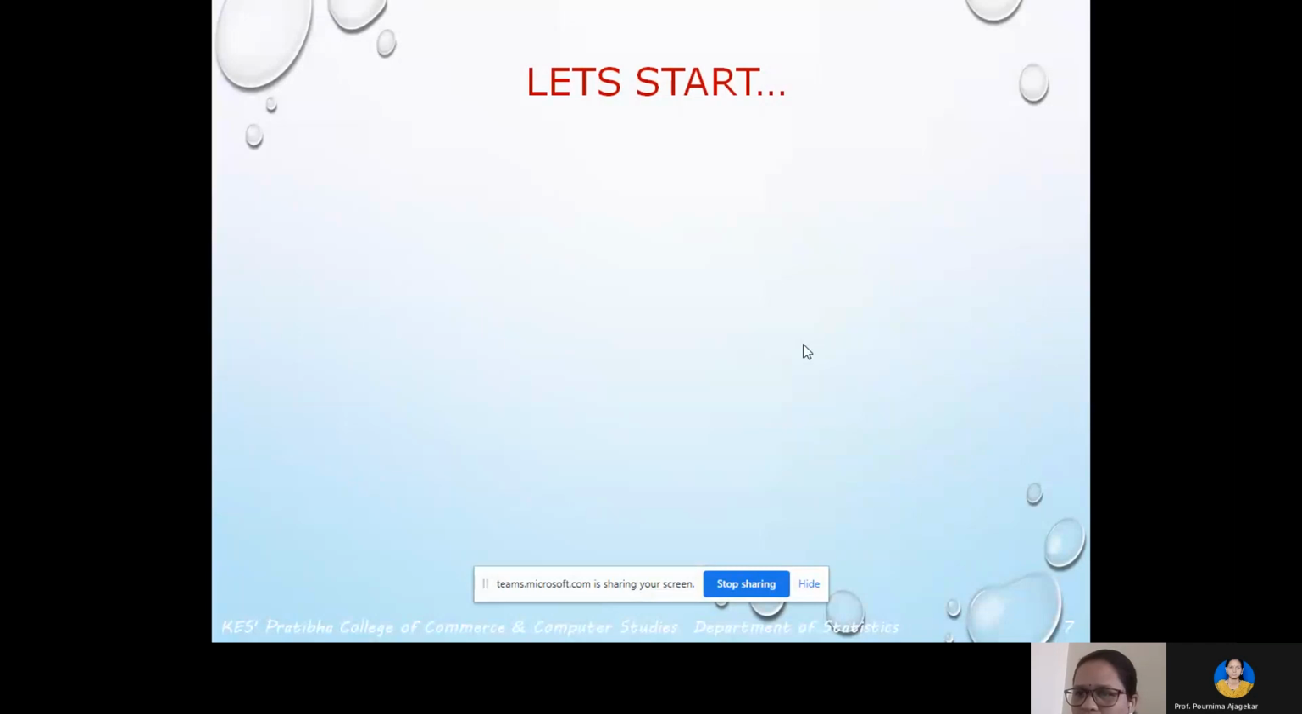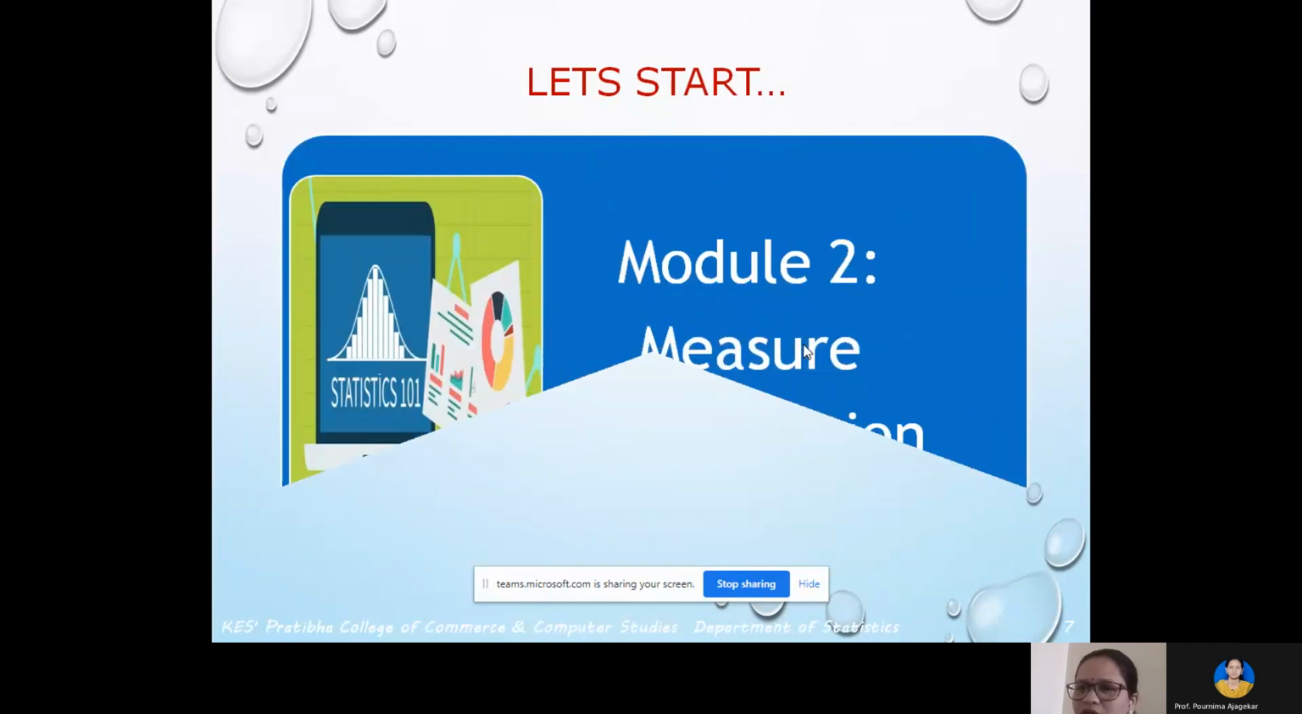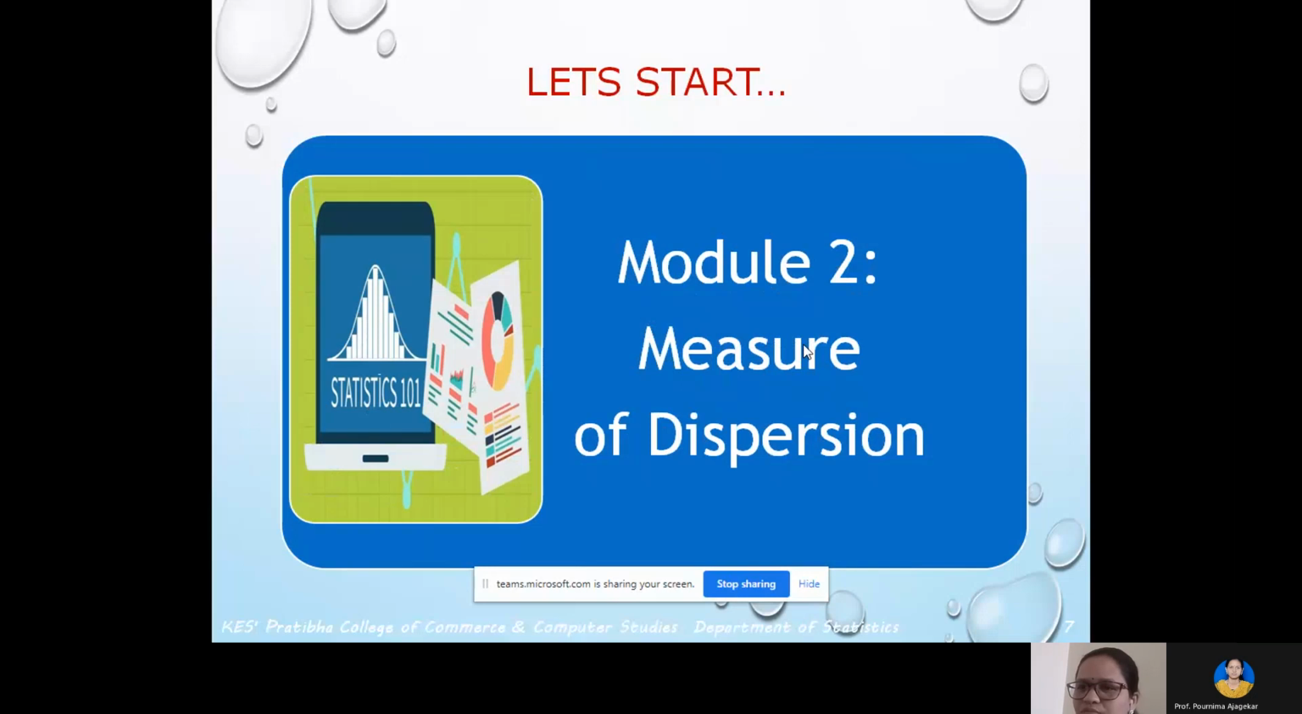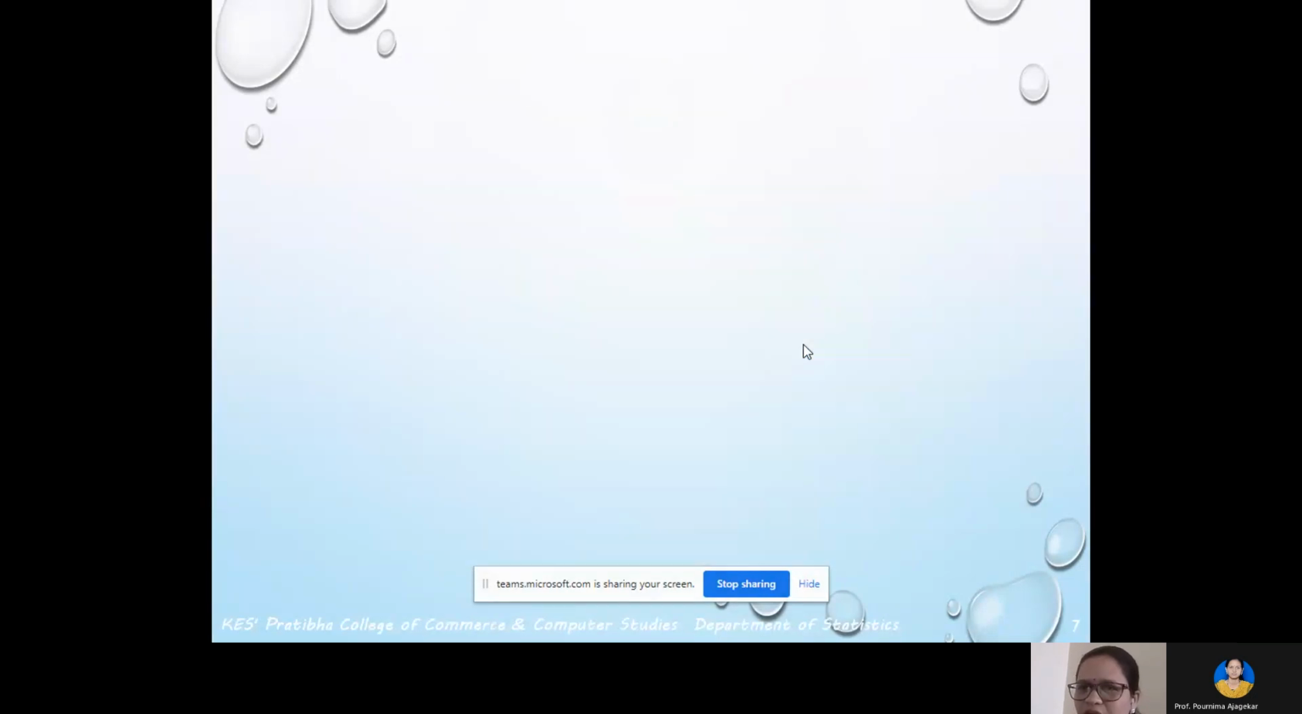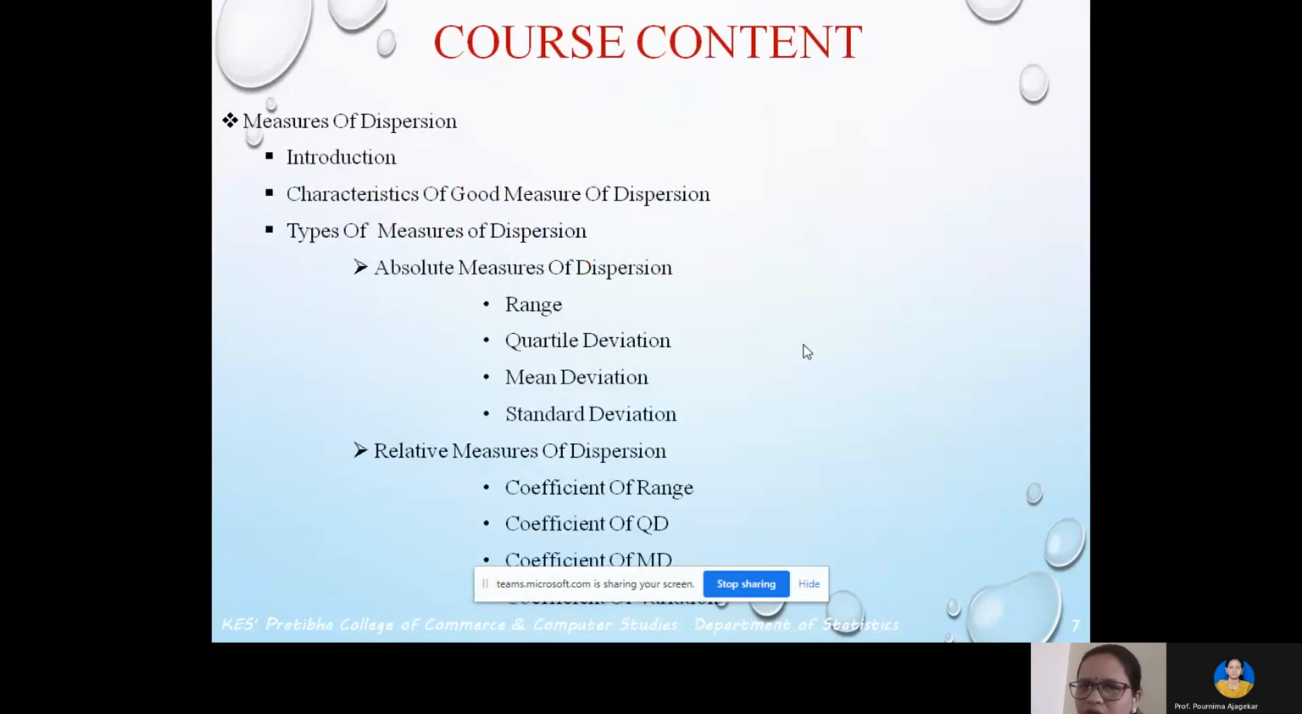This course contains 5 modules, of which I, Pournima Ajagekar, present Module 2, Measures of Dispersion. Under this module, I am going to cover these points: introduction, characteristics of good measure of dispersion, types of measures of dispersion, absolute measures of dispersion, range, quartile deviation, mean deviation, standard deviation, and relative measures of dispersion, coefficient of range, coefficient of quartile deviation, coefficient of mean deviation, and coefficient of variation.